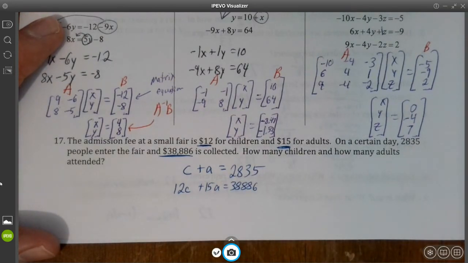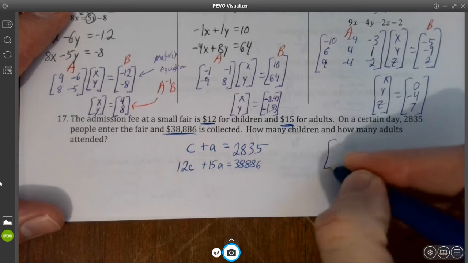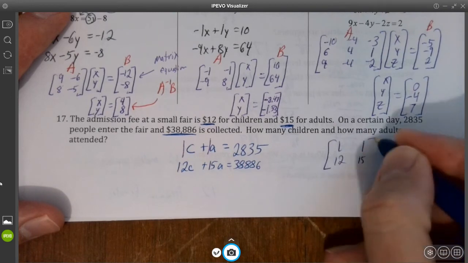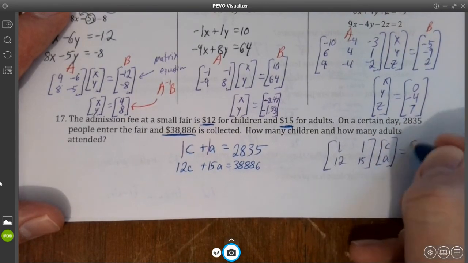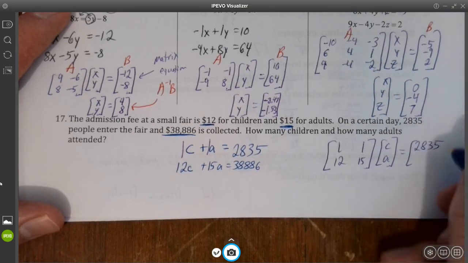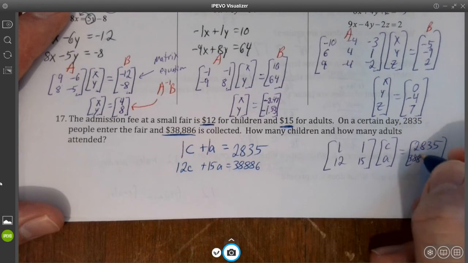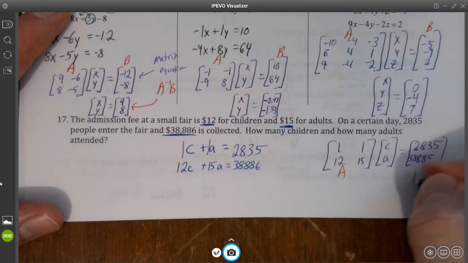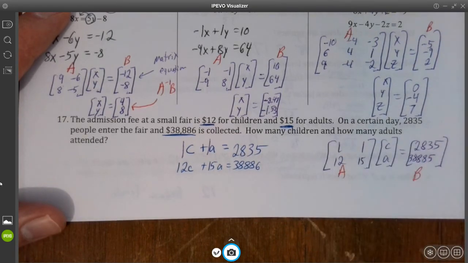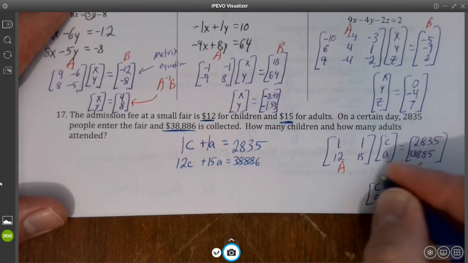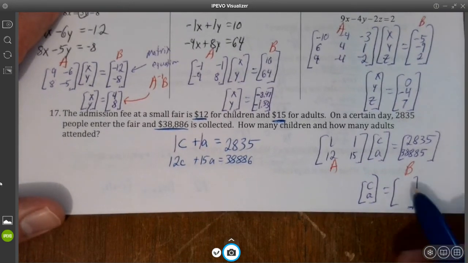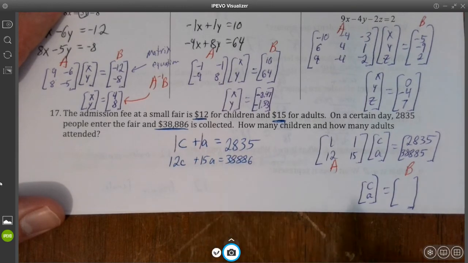All right, that is fantastic. Why don't we solve this using inverse matrices? Let's start by making a matrix equation, which means we're going to have 1, 1, 12, 15, then C, A, children and adults, and then 2835, that's the total number of people, and then 38885, that's the total amount of money. As with the last problem, we'll let this one be A, this one be B, and we are about to find out how many children and how many adults. And by the way, when you're done with this problem, these two numbers had better add up to 2,835, or we've done something wrong.